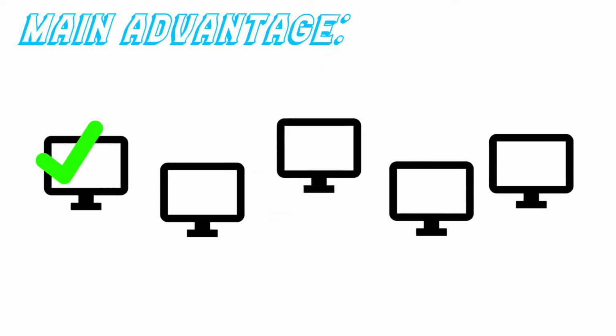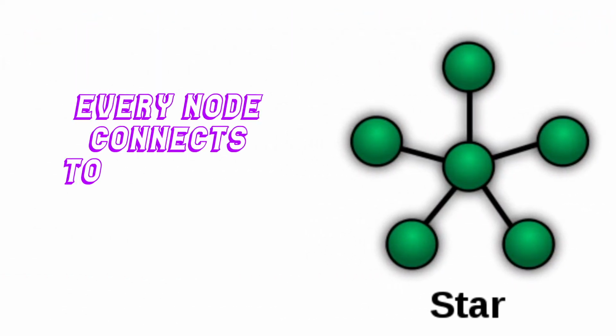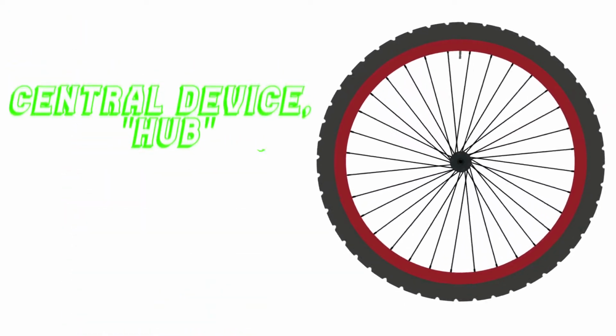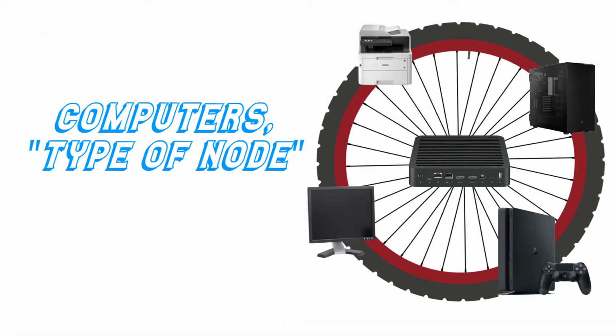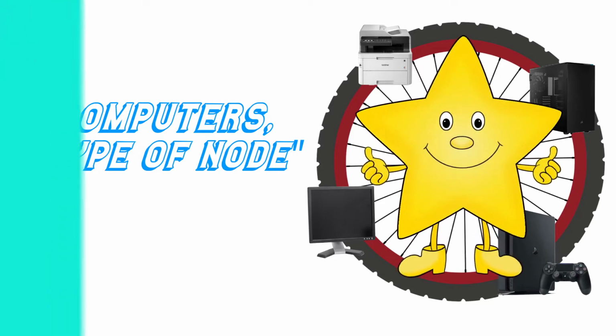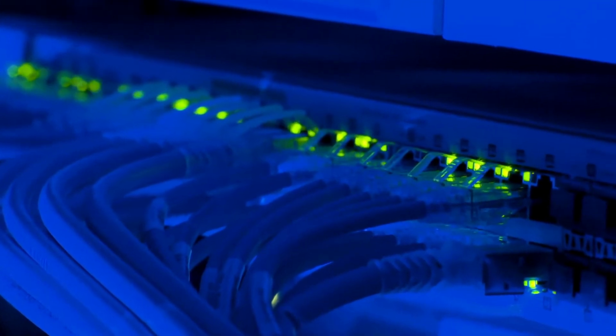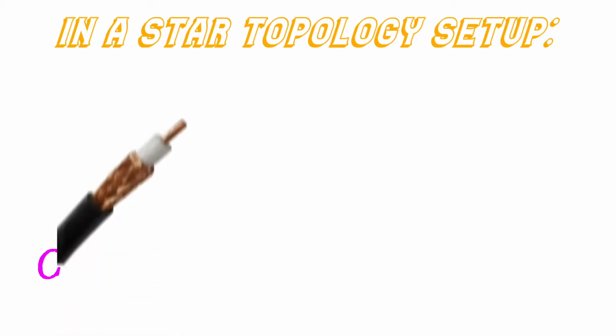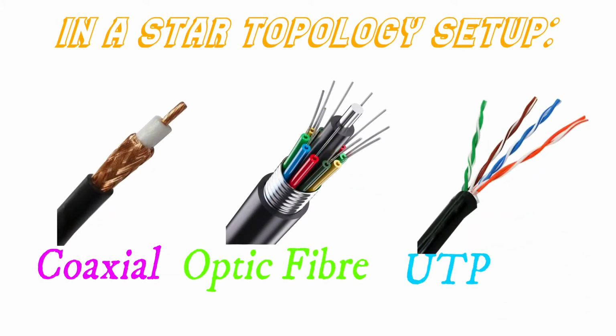Unlike a serial layout like line topology, in a star topology configuration, every node connects to a central networking device, like a bike wheel. The center is like the central device, and the computers sit around it connected like the spokes. But what type of cables are used to create this stellar connection? Networking cables and networking hardware are used to connect other network devices or nodes. Generally, in a star topology setup, cables varying from coaxial, optic fiber to UTP wire can be used.